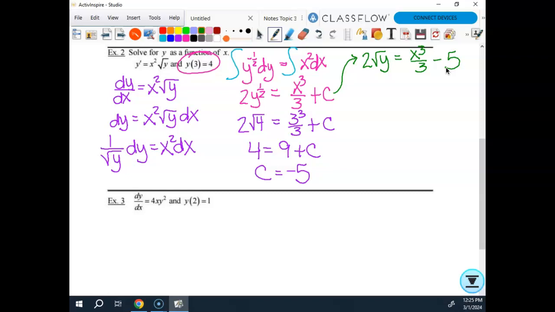All right, so now what would be the next thing I do? Well, yeah, but specifically, I got to divide by 2. So this is going to give me the square root of y equals, what does this give me when I divide by 2? X cubed over what? 6, because it's the same as multiplying by 1/2, minus 5/2. Then what am I going to do? Square both sides. So y is equal to x cubed over 6 minus 5 halves squared.